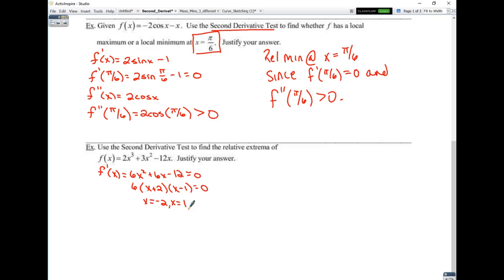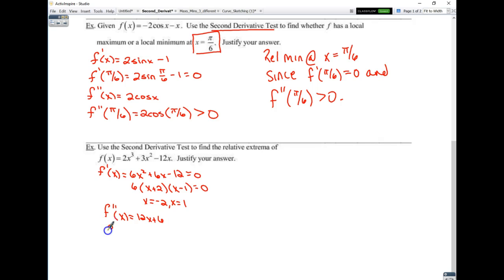Now normally, on any normal problem, I would have already drawn the line graph. I would have put pluses and minuses, and I would be answering that way. But I told you that I had to use the second derivative test, so I'm going to do that now. The second derivative test says find the second derivative. We don't want to set 12x plus 6 equal to 0. We've got f double prime of x.